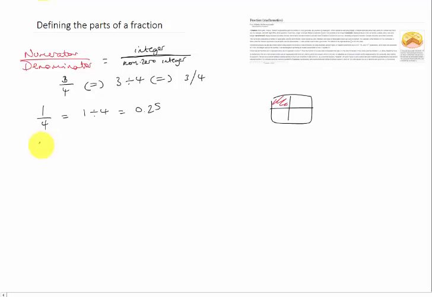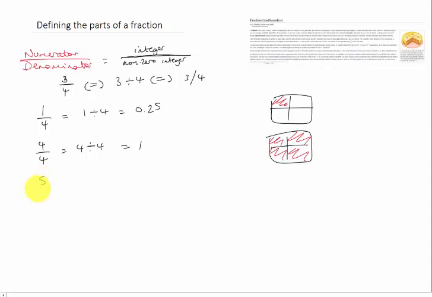How about if now we still divide the square into 4 equal pieces, but now I take 4 of them. That's 1, 2, 3, 4. So there, this is a whole unit. This is equal to 1, isn't it? And we could also think of that as 4 divided by 4 is 1. So any fraction where the numerator and denominator are the same is equal to 1.